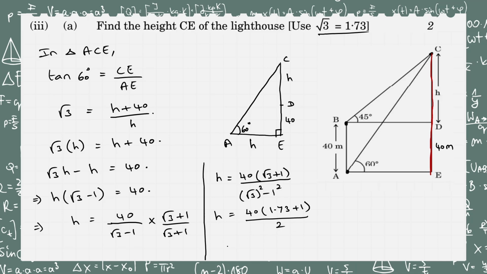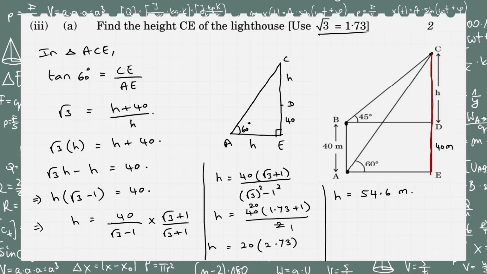And we can cancel this 2 and 40 here, right? 2 1 time, 2 20 times 40. So H is equal to 20 into 1.73 plus 1 is 2.73. And the product of these two will be 2.73 into 20, which will give us 54.6 meters as the answer.